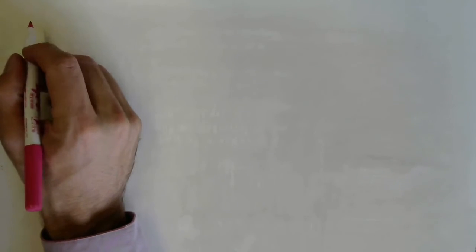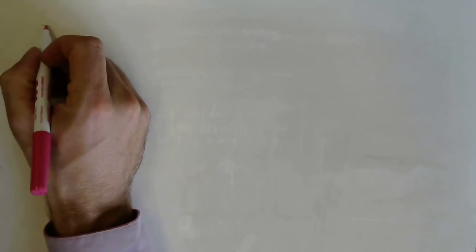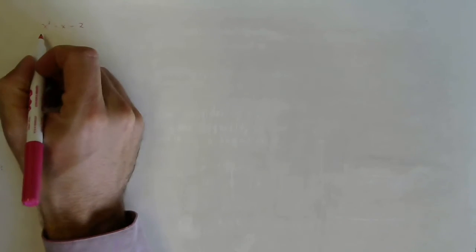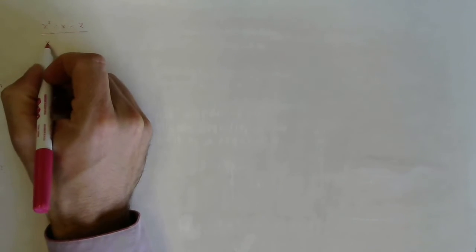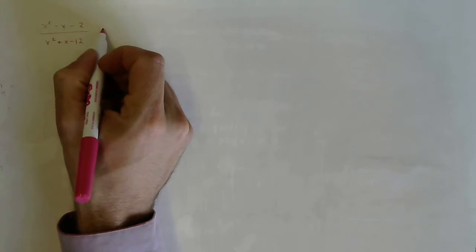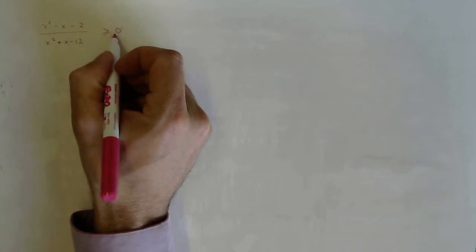Okay, we're in our example 4 on 3.4. Solve quadratic over a quadratic. Okay, quadratic over a quadratic. You can see that you're solving x squared minus x minus 2 over x squared plus x minus 12, and the inequality is greater than or equal to 0.